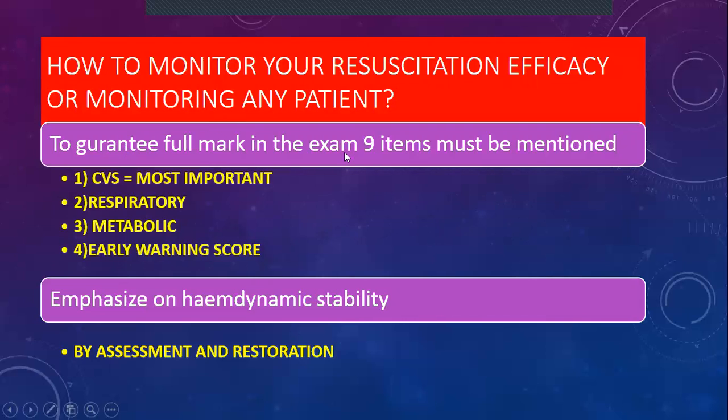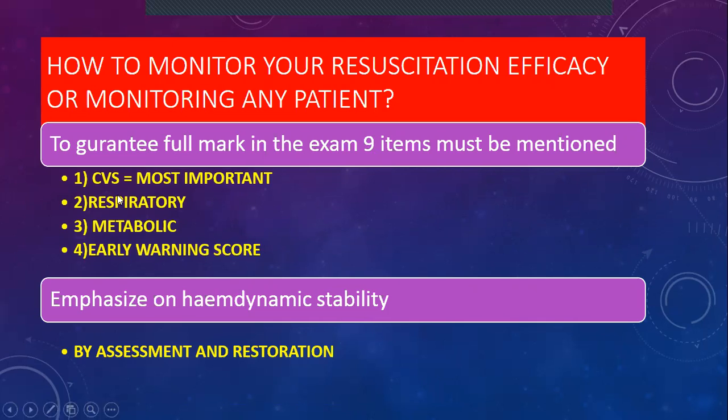Okay, so to guarantee the full mark in the exam, the 9 items must be mentioned, because I have met many candidates all over the world. I ask this question, like, how do you monitor your resuscitation? He just say heart rate, blood pressure. So 7 items missed. 85% of candidates in MRCS Part B asking exam, they all forget 7 items from 9. They say just blood pressure, heart rate. This is wrong. You are not a real surgeon when you speak like that.